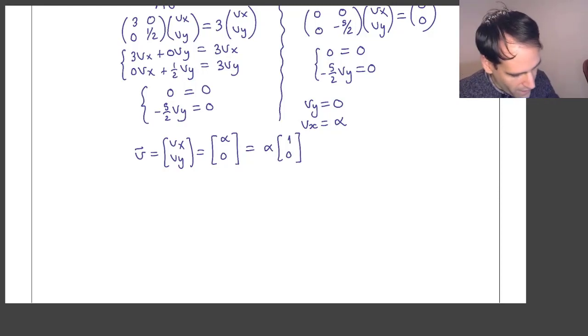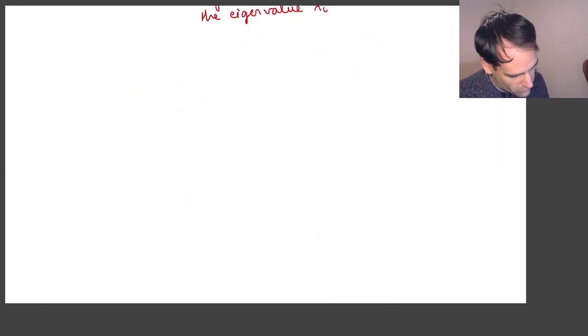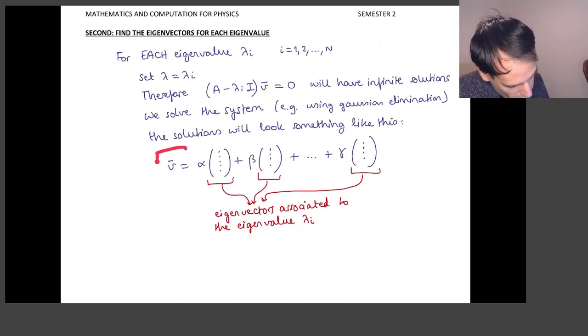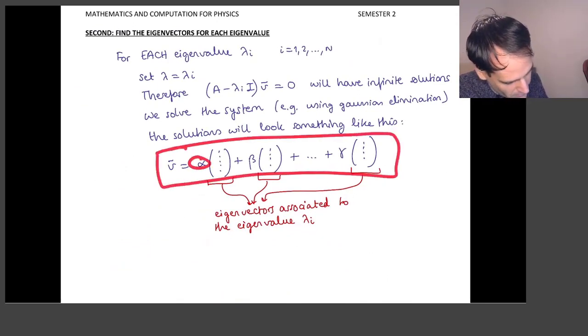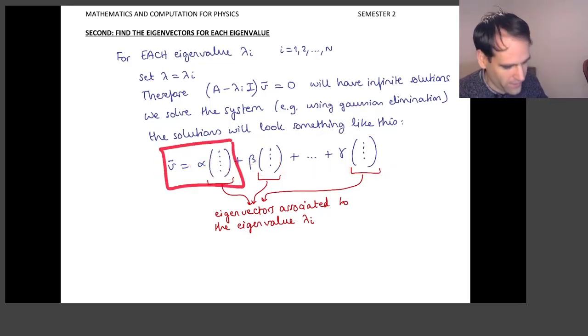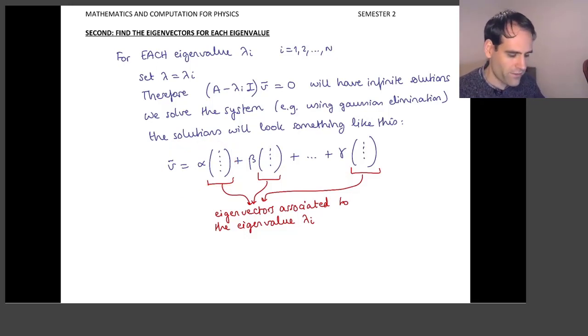Okay? Now, as I promised you when we were studying the theory, the solution to the system is always written like this: alpha times a vector plus beta times a vector plus ... In this case, we only have one vector because the nullity of the matrix was 1, so there is only one dimension in the solution. So we know that this will be our eigenvector.